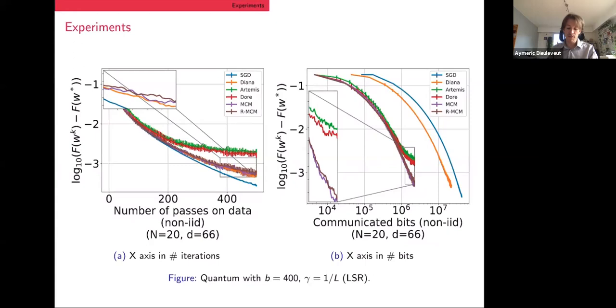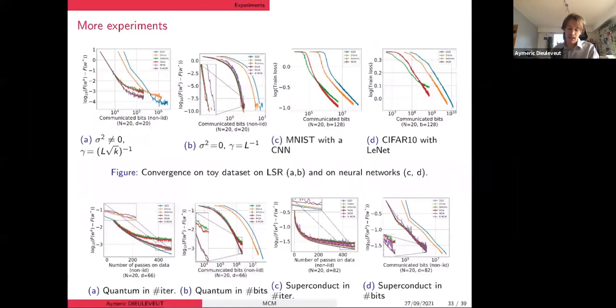Obviously, if I have a look in terms of number of communicated bits, then algorithms that communicate with compression in both directions are much better in terms of communication bits. And only MCM and Random MCM can really have the same convergence as there. I have many other plots on that. It's the same for MNIST, it's the same for CIFAR on deep learning datasets. It happens for superconduct.